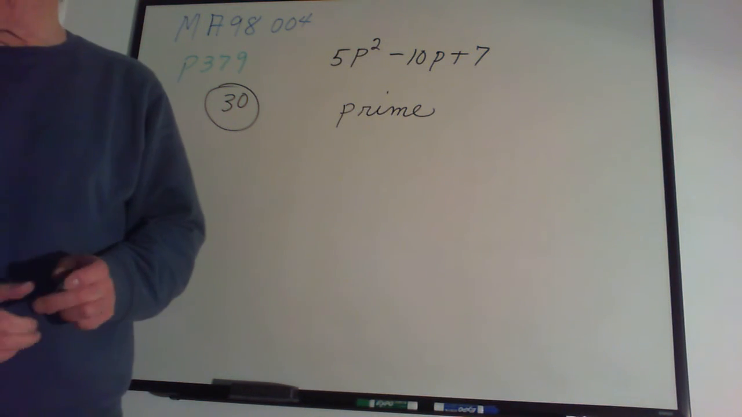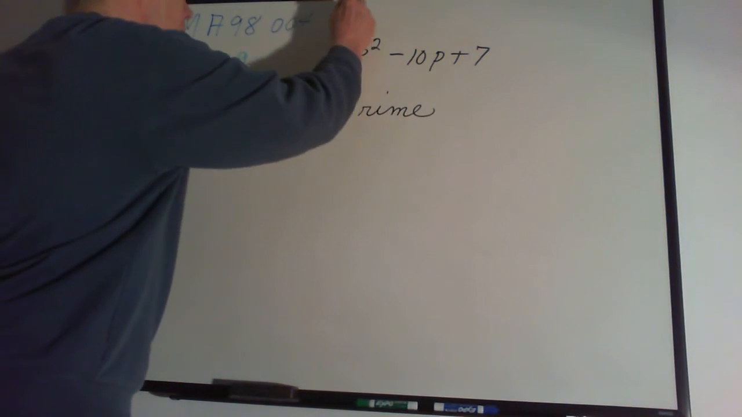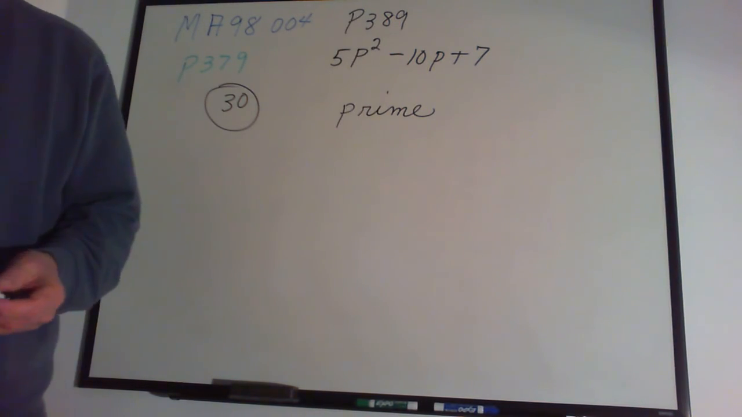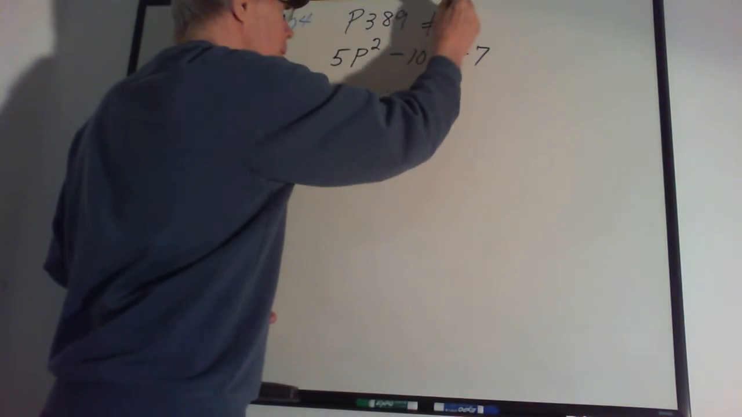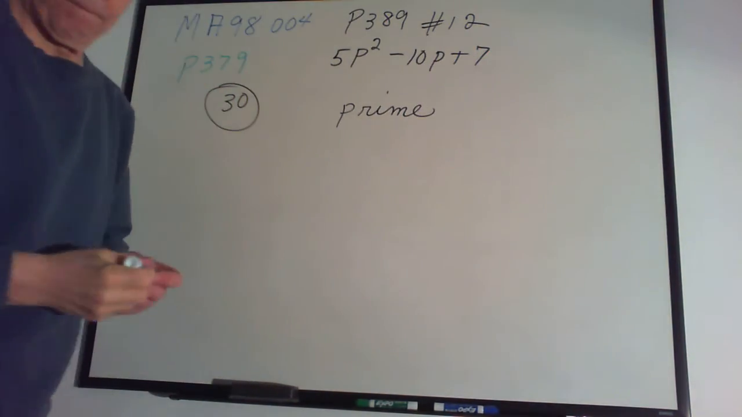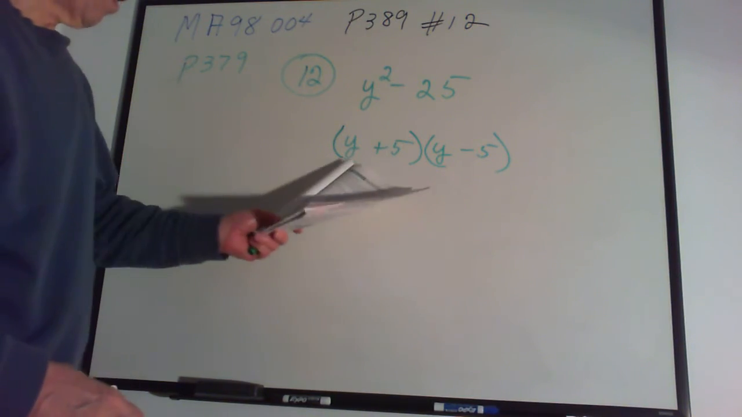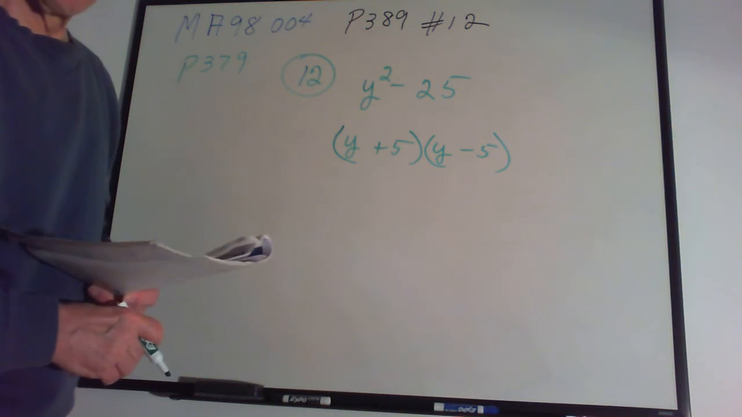So let's turn now to page 389 and look at number 12. All right, number 12, y squared minus 25. Give that one a try. All right, it can be factored. Y times y gives me y squared, plus 5 minus 5 gives me a minus 25.